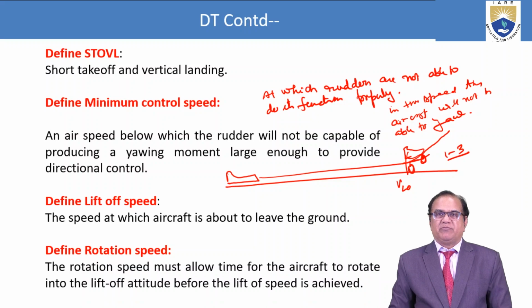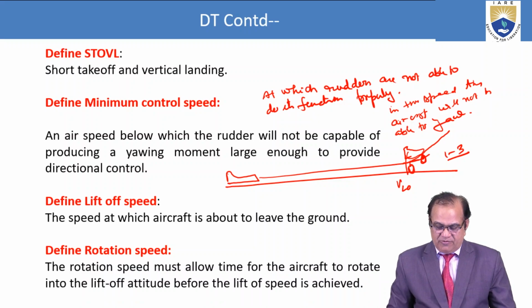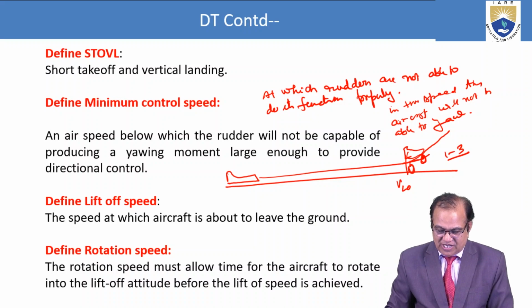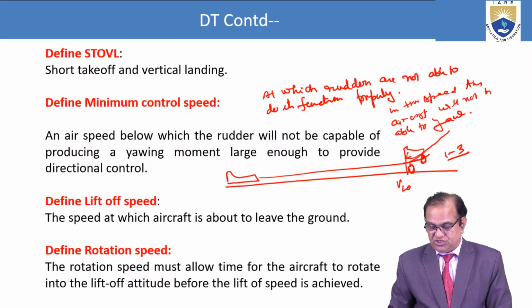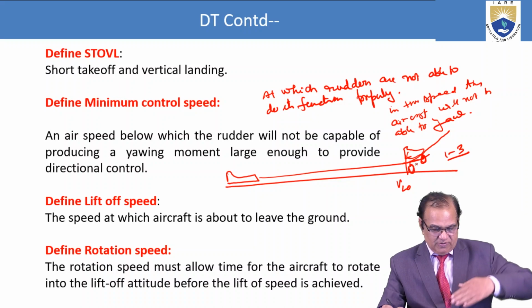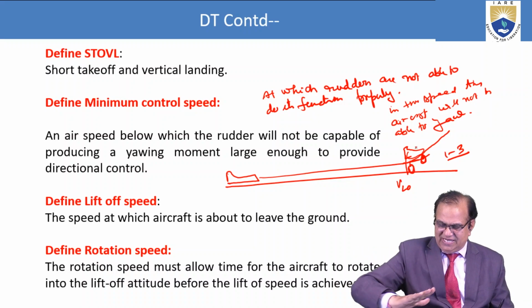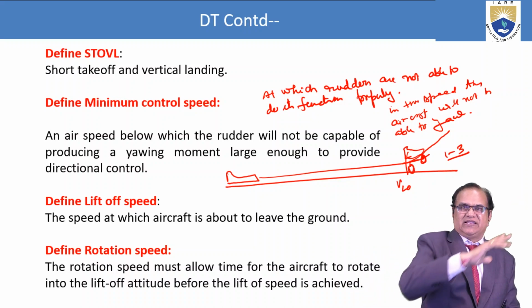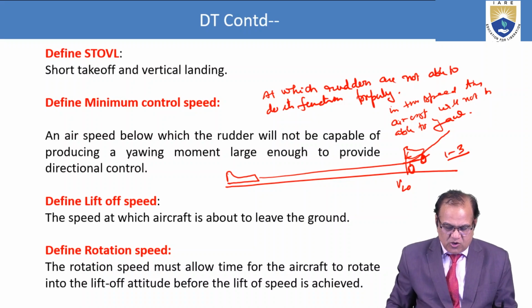The rotation speed must allow time for the aircraft to rotate into the lift-off attitude before the lift-off speed is achieved. So sometimes it will be going like this, and then like this in the runway it will be going like this. So it is a rotation speed.